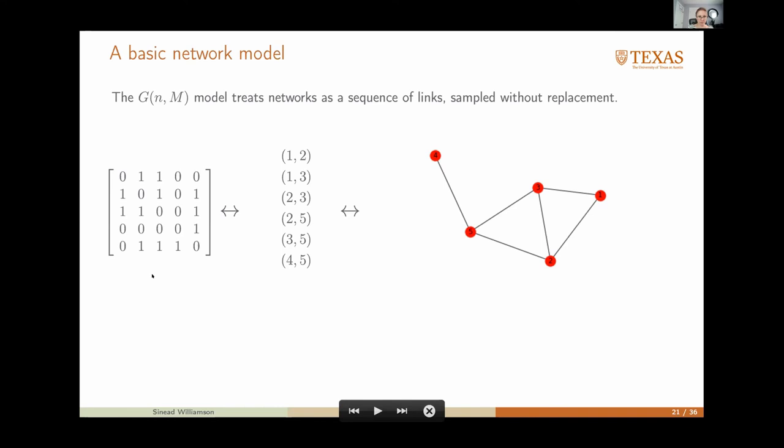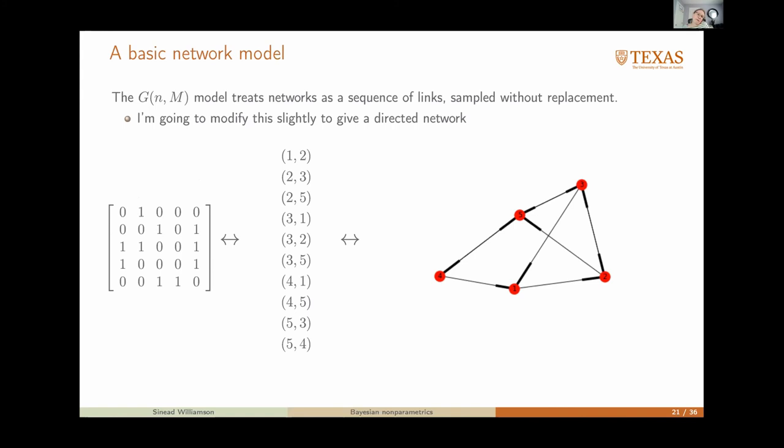And I'm going to modify this a little to give a directed network, because I feel directed networks are more interesting, right? But you can easily see how you could extend this to be directed. Instead of sampling a sequence of undirected edges, we just sample a sequence of directed edges. So here, the thick end of these links indicates the direction. So we've got an edge from 1 to 2, an edge from 2 to 3, but then later on, we've also got an edge from 3 to 2.